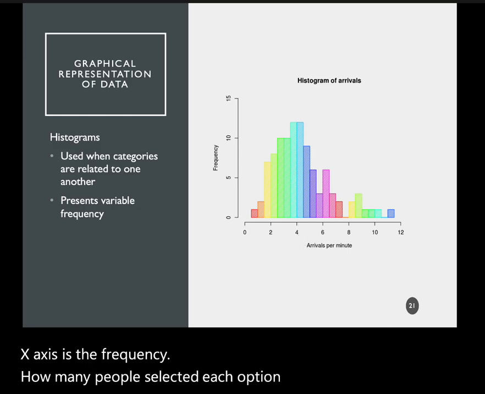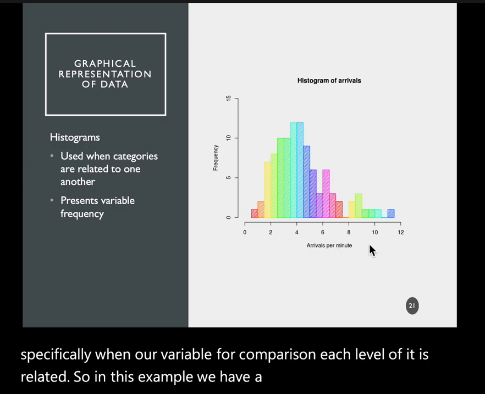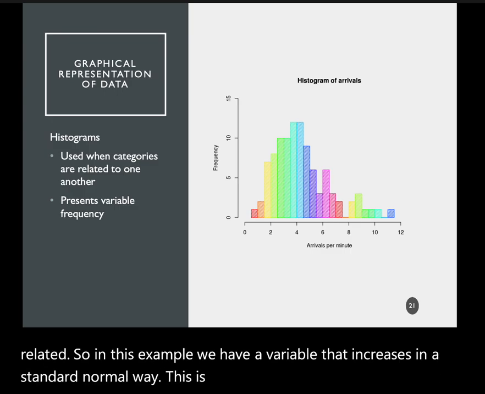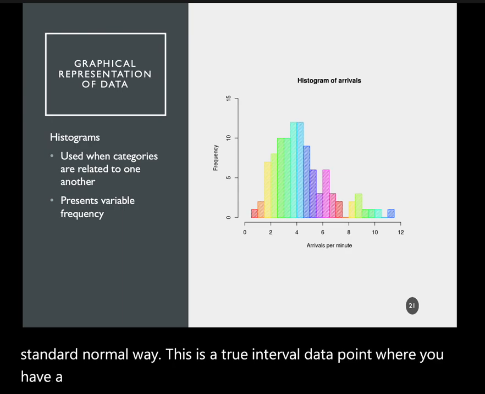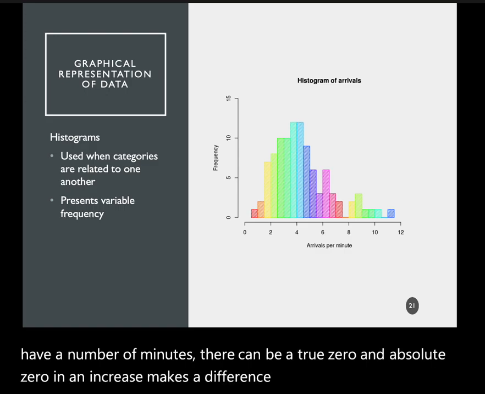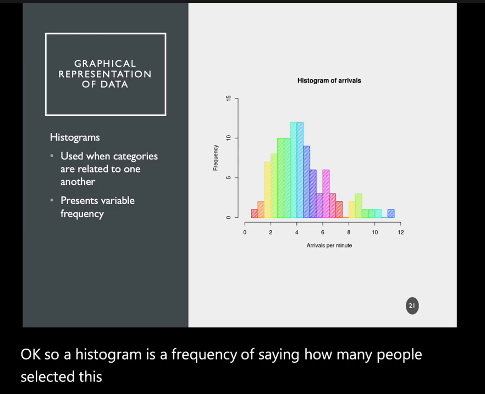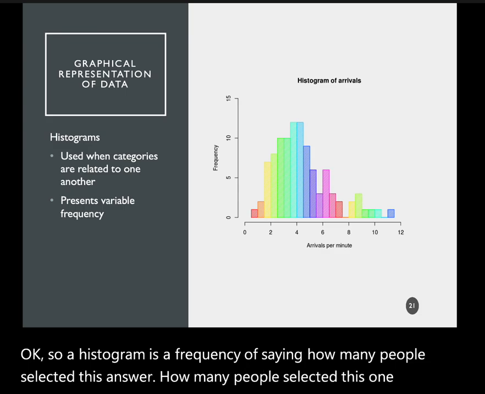And we use histograms specifically when our variable for comparison, each level of it, is related. So in this example, we have a variable that increases in a standard, normal way. This is a true interval data point where you have a number of minutes. There can be a true zero, an absolute zero, and an increase makes a difference in a very standardized way. So a histogram is a frequency of saying how many people selected this answer, how many people selected this one, and so on and so forth.